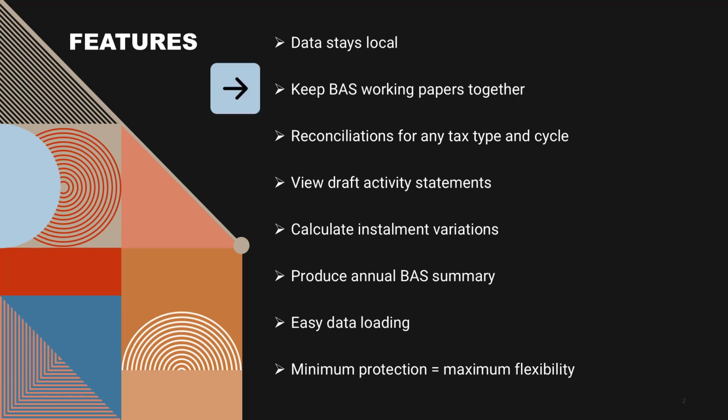You can keep the client's BAS reports, calculations, and supporting working papers for the entire financial year together in the one file. This makes the work easier to review and means the information is readily available when preparing later activity statements or the client's annual accounts. The workbook can reconcile all major BAS items across the year, including those with different reporting cycles and those with changes to their GST or PAYG withholding cycles during the year.